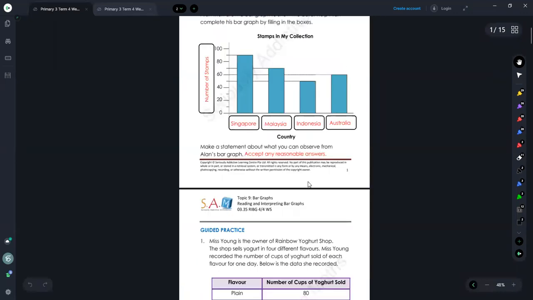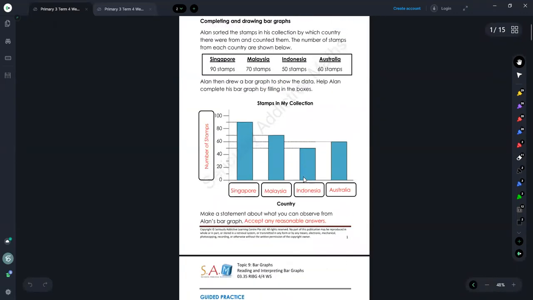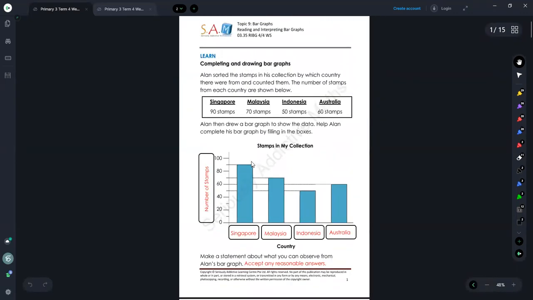Now, the next thing that they need to do is to write out numbers. The question is not really stated here, but let's remind them. Oh, sorry, I got that wrong. I was speaking too fast. They wouldn't know which is Singapore, Malaysia, Indonesia, Australia yet. So the first thing they need to do is to write out the numbers. Here, this is 90, and then here is 70, and then followed by 50, and then here you have 60.